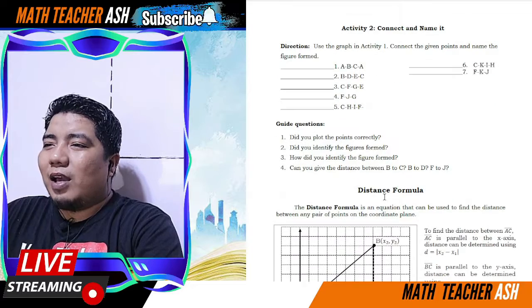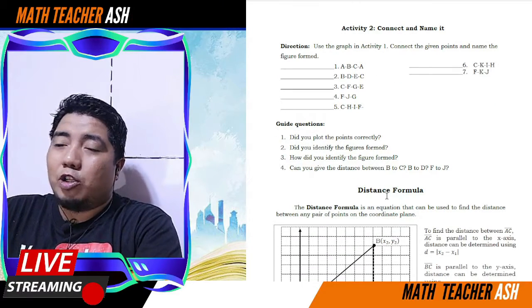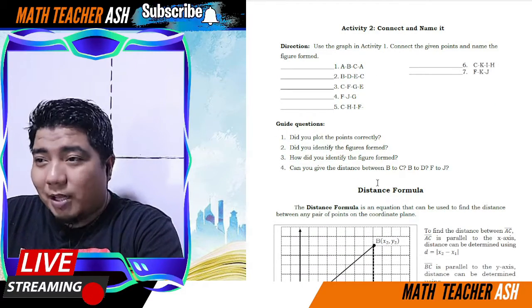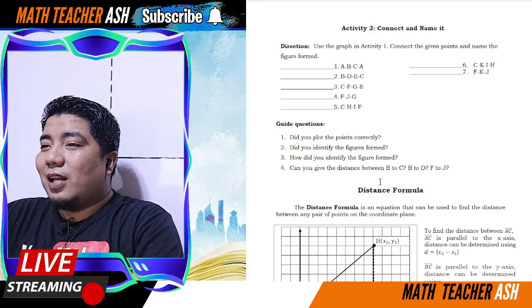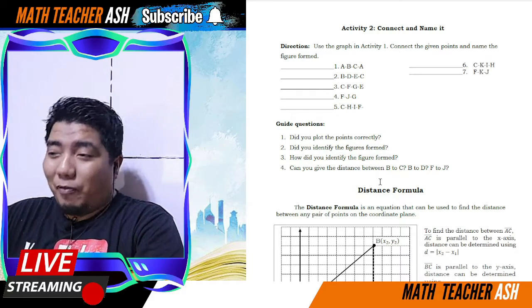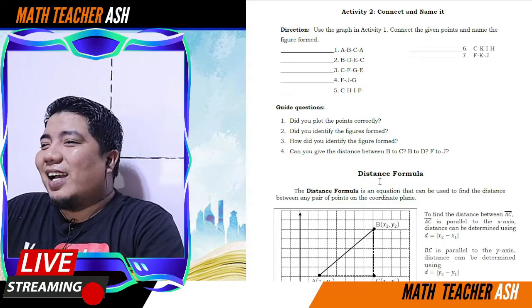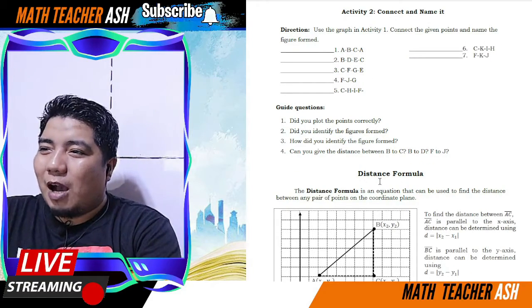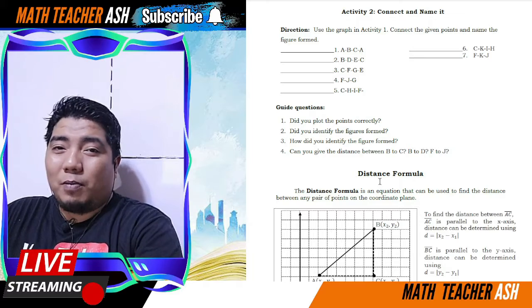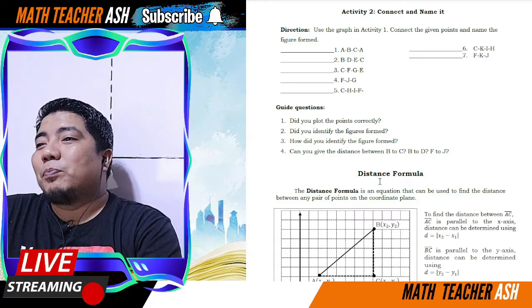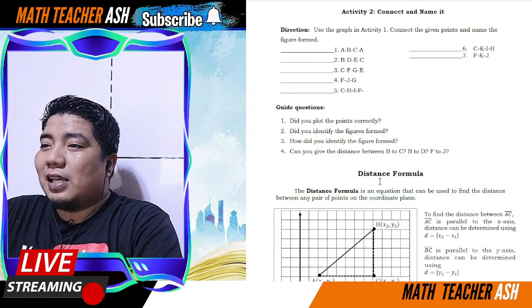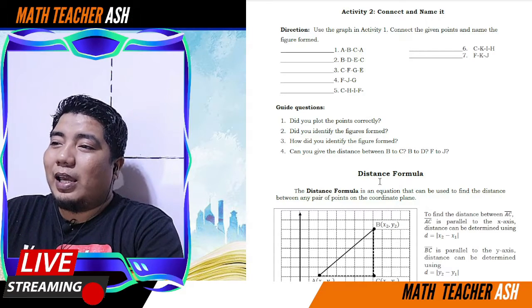Alright, and then we have the guide questions. So, did you plot the points correctly? Hopefully, my dear math learners. Did you identify the figures form? Hopefully din, my dear math learners. Easy, right? Yes, easy lang talaga. We have number 3. How did you identify the figure form? So, depende na yun kung ano yung na-form. Can you give the distance between B to C, B to D, and F to J?